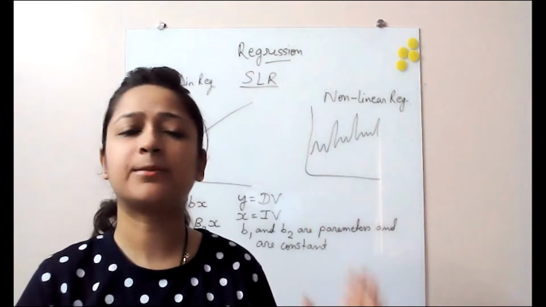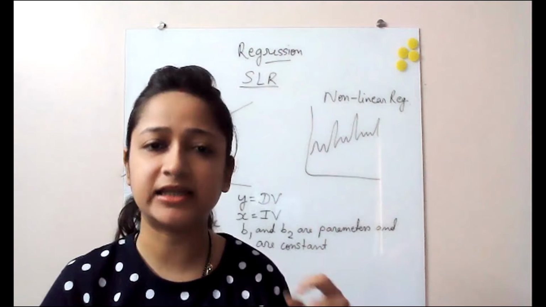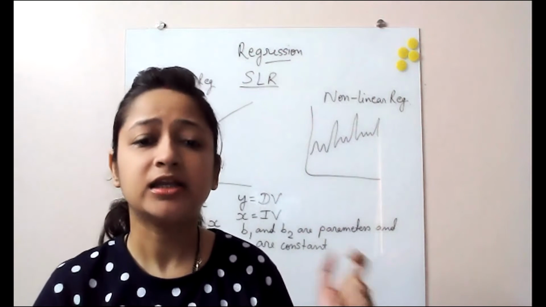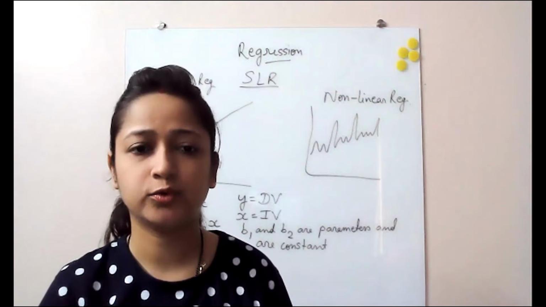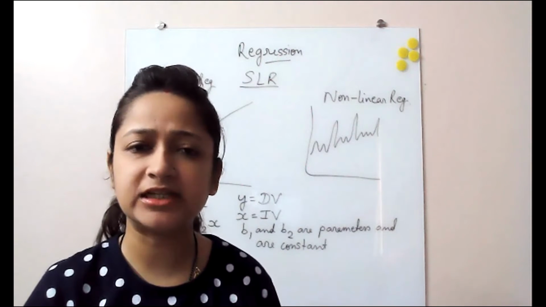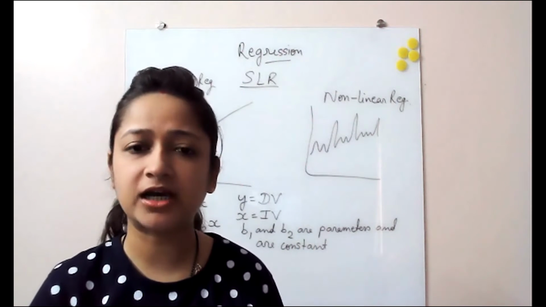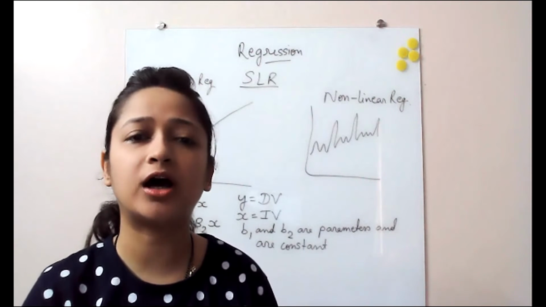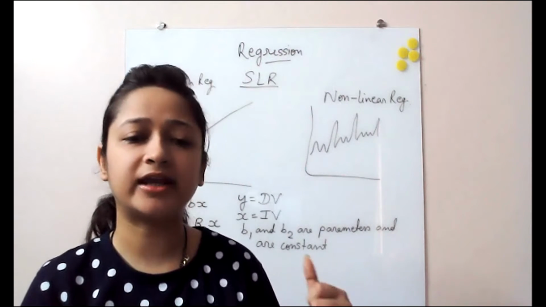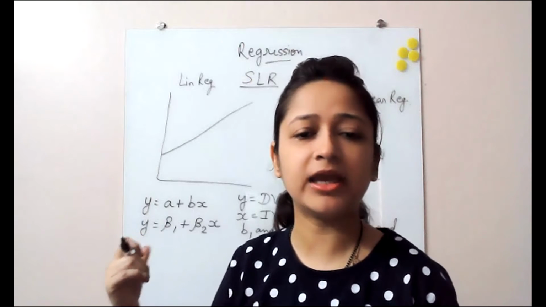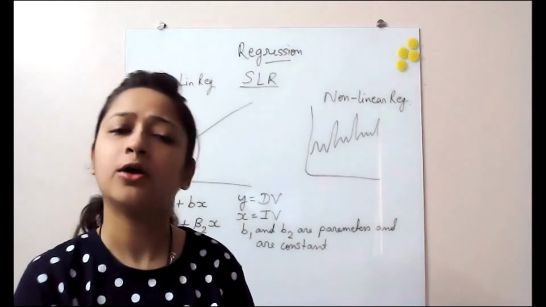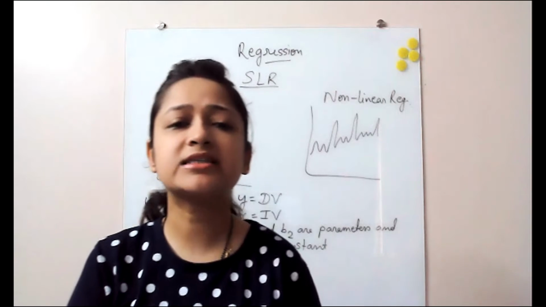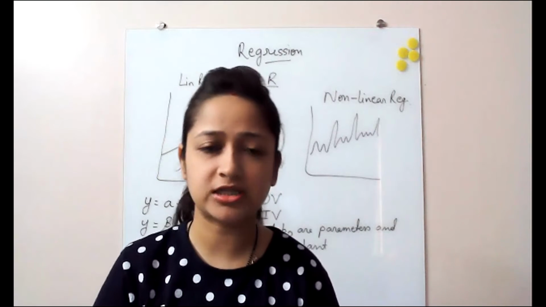Now, y is the dependent variable, which in our example is profit, and x is investment. Now, what are beta 1 and beta 2? Whether we write capital beta or small beta, both are okay. There is no difference in meaning. But what are beta 1 and beta 2? These are the parameters, which are constant.